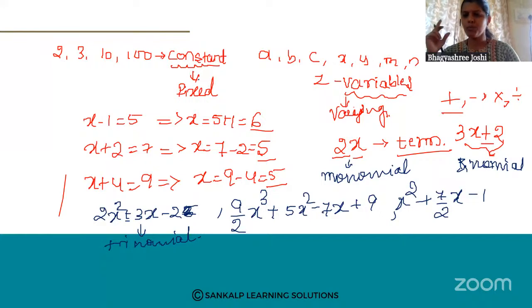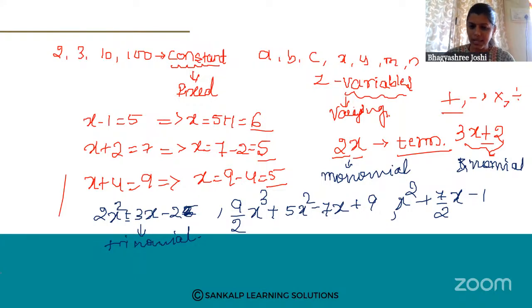That means monomial, binomial, and trinomial. If it has only one term, we call it a monomial. If it has two terms, we call it a binomial. If it has three terms, then it is called a trinomial, right? So on the basis of terms, we can divide polynomials into monomial, binomial, and trinomial.